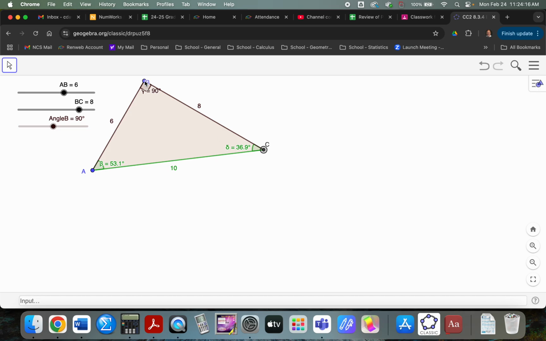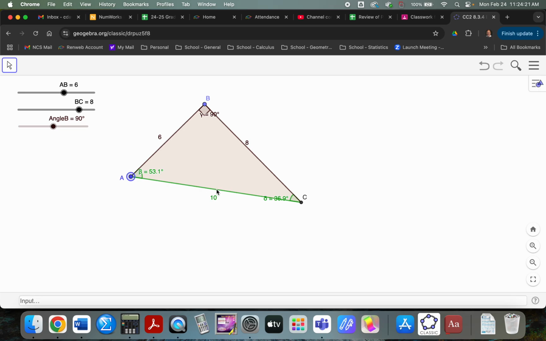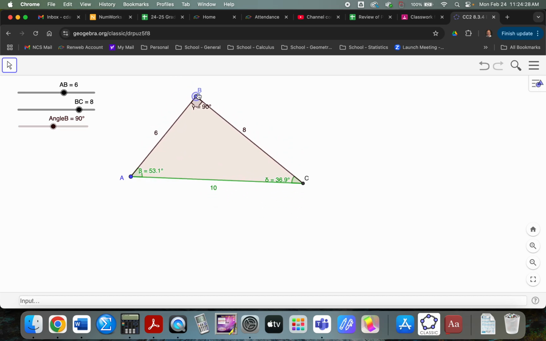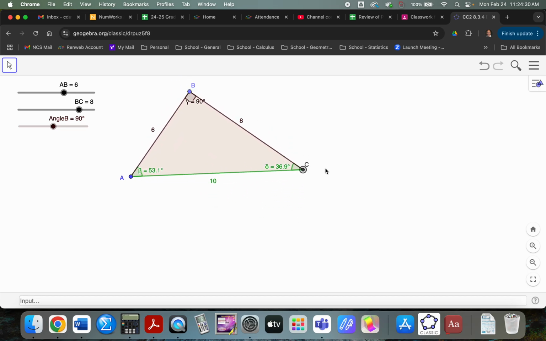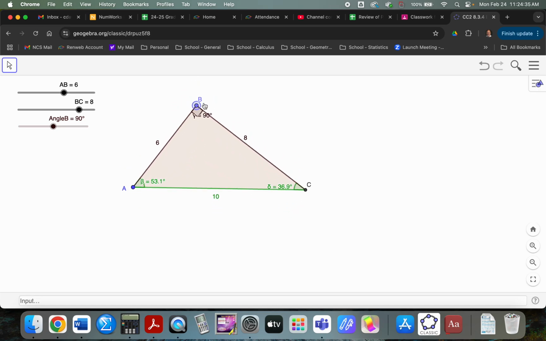Once you've made it, see if you can grab hold of one of the vertices and change something. Or grab hold of one of the sides and see if you can change something. Don't just go, well, mine started off the same as everybody else's. Check to see if yours matches with the people around you. Once you've checked that, then I want you to draw the triangle on your paper, label the side lengths and the angle measures.